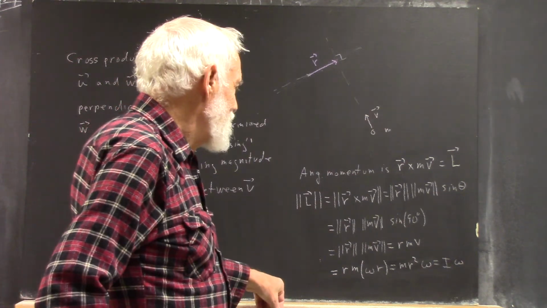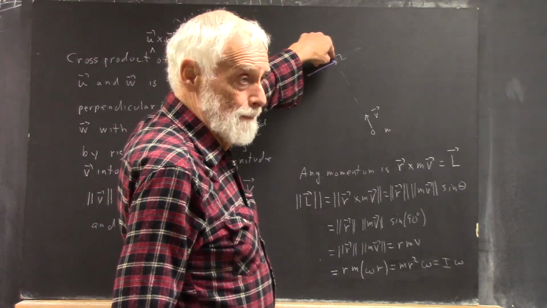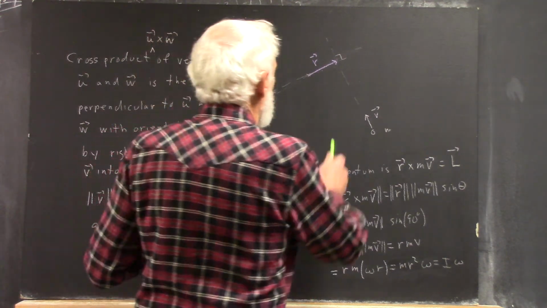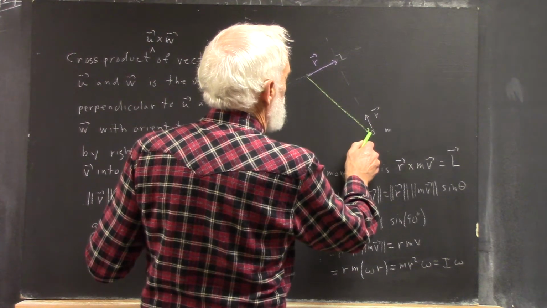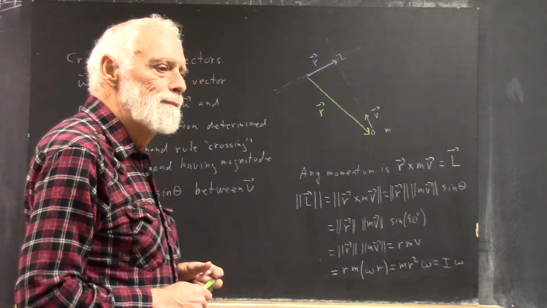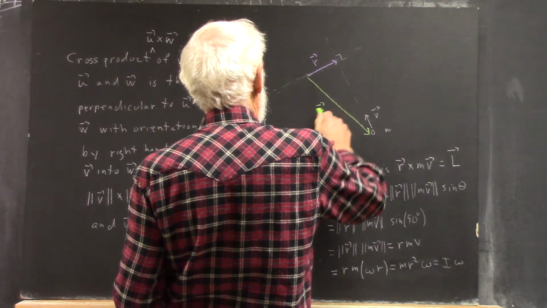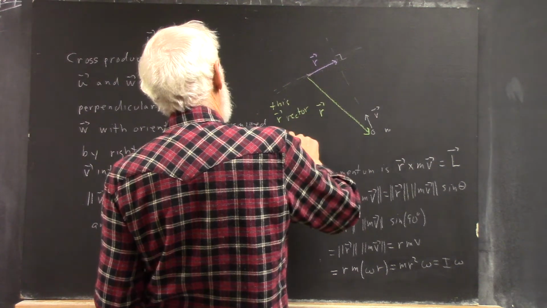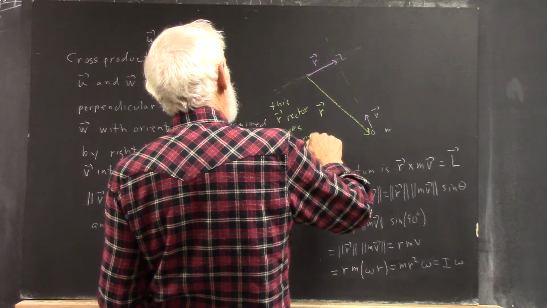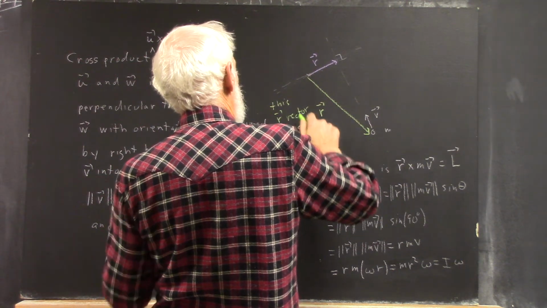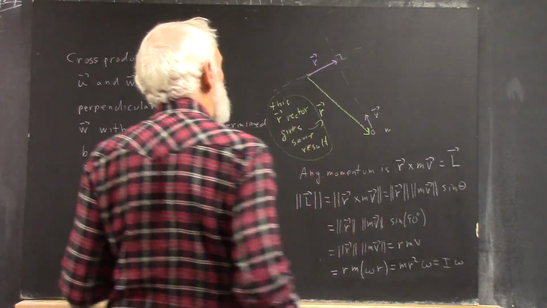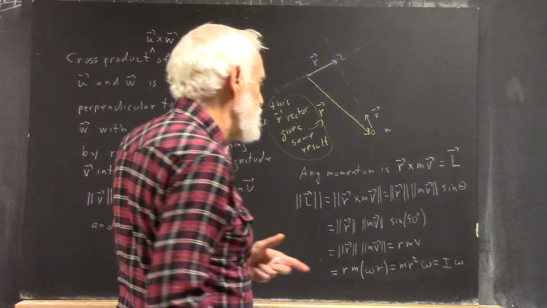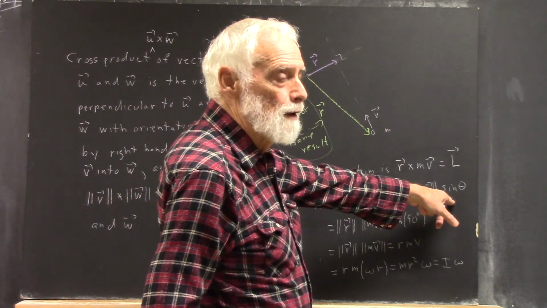Well, the big point is that you don't have to figure out this R. The big point is that you get the same thing if you use this R. Because in this case, your theta is not going to be 90 degrees anymore.